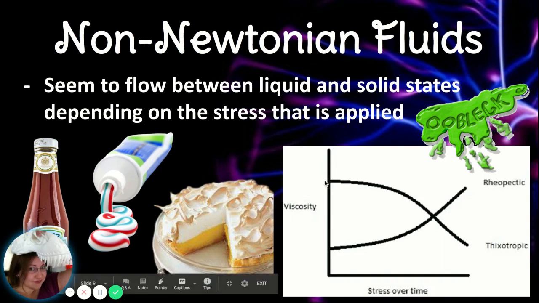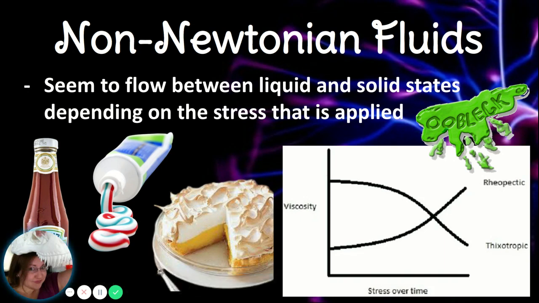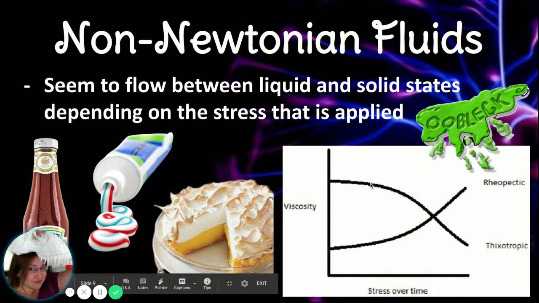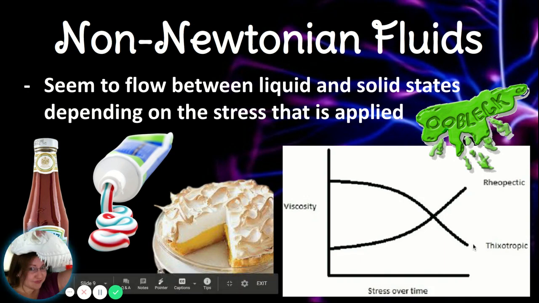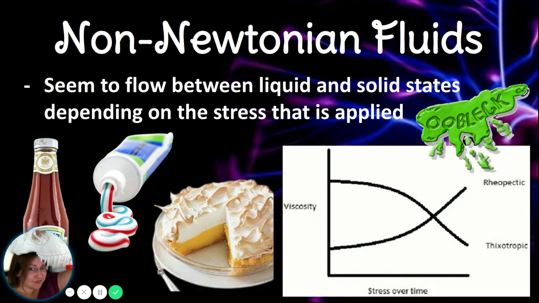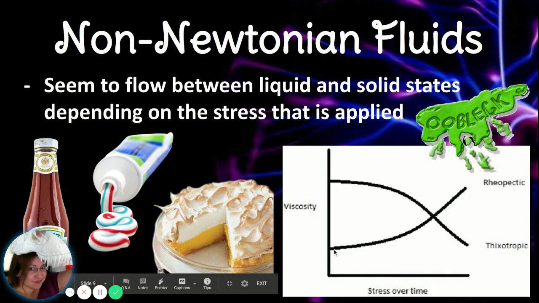So if you have a really high viscosity thixotropic material, then as you apply stress over time and more stress over time, what happens is that it ends up getting a lower viscosity. It seems to go from a higher viscosity to lower viscosity. The opposite of that is rheopectic. And an example of that is egg whites.